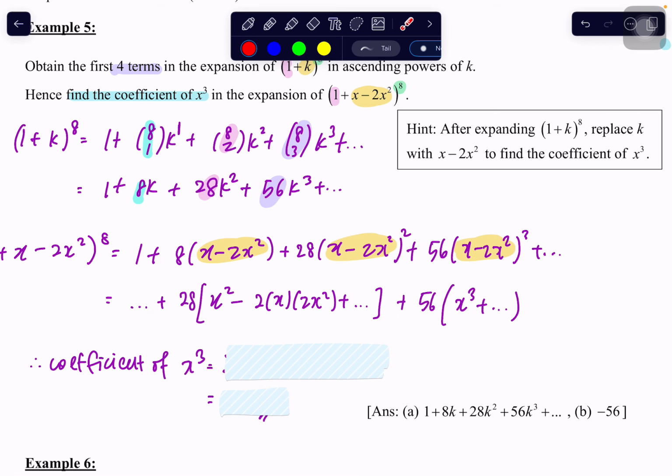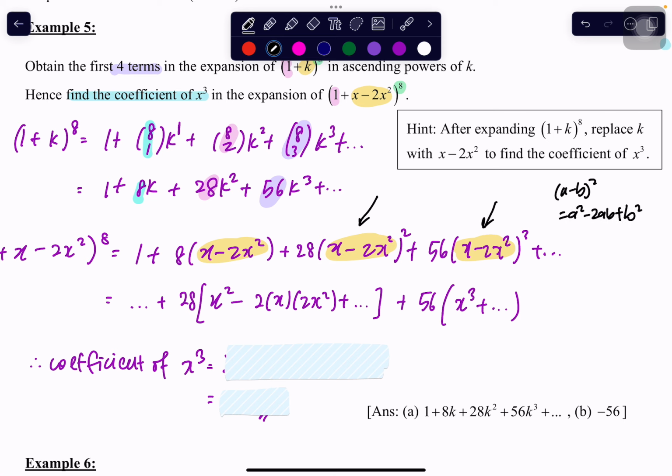So I'm just going to leave it as plus dot dot dot. Okay, so I'm only interested in this part. The action only begins here and here. Okay, so using your a minus b squared formula, a minus b squared equals a squared minus 2ab plus b squared, I'm going to expand x minus 2x squared. Okay, so this will give me this term over here.